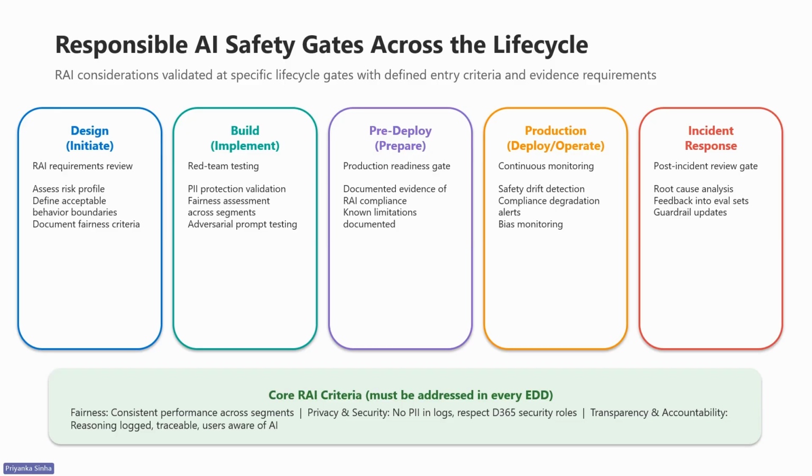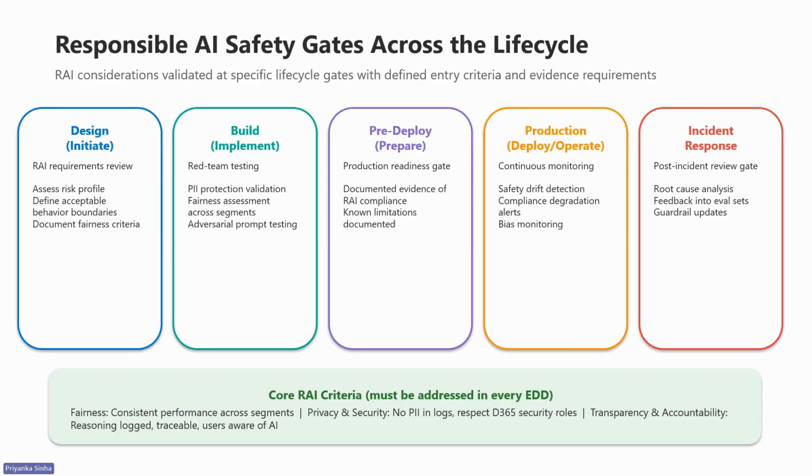As part of pre-deploy, it acts as the final checkpoint, a production readiness gate, requiring documented evidence of RAI compliance and a clear record of known limitations. No agent should go live without this traceability. That is very important. And once in production, continuous monitoring kicks in for safety detection, compliance degradation alerts, and ongoing bias monitoring, because RAI risk can emerge or worsen over time as model and data evolve.